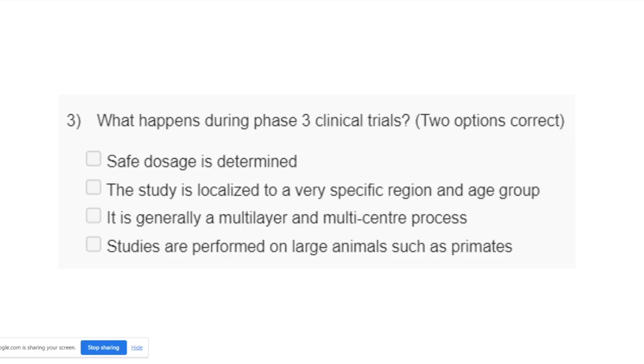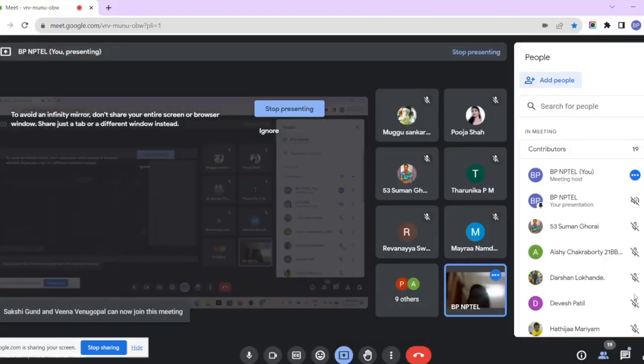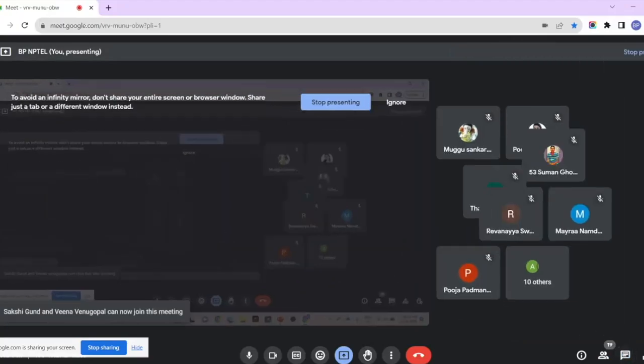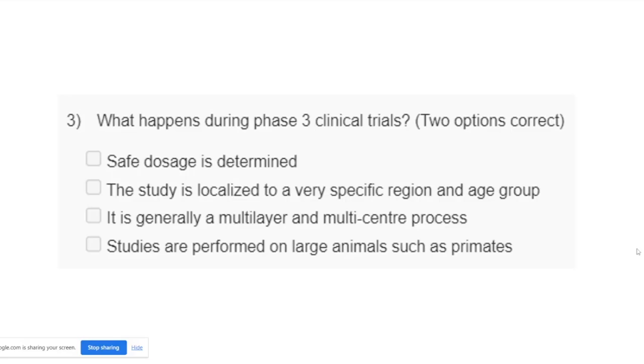I think first and third. First and third. Okay. Anybody else? Ma'am, third one. And you have to select two correct options. 1 and 4 also. Okay.